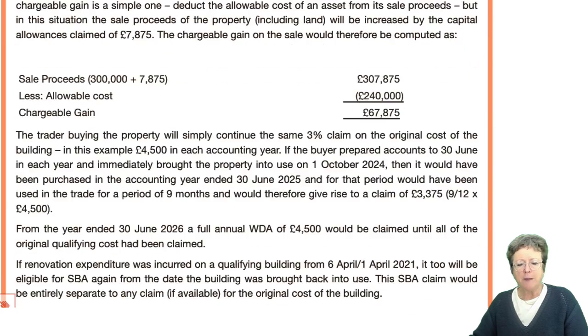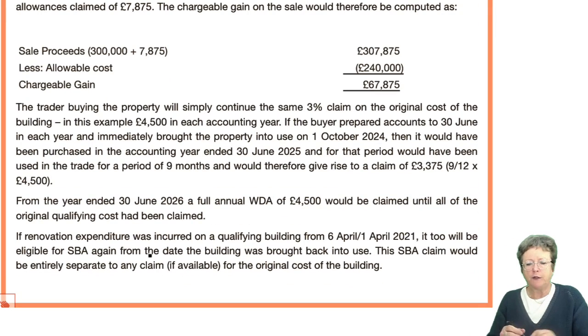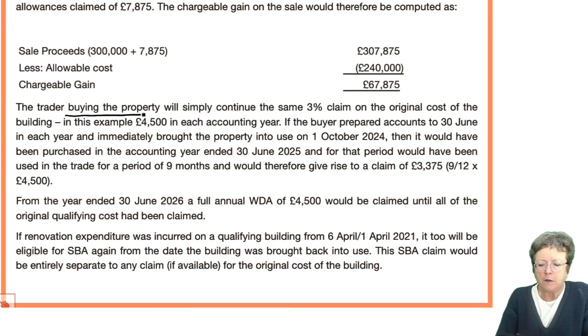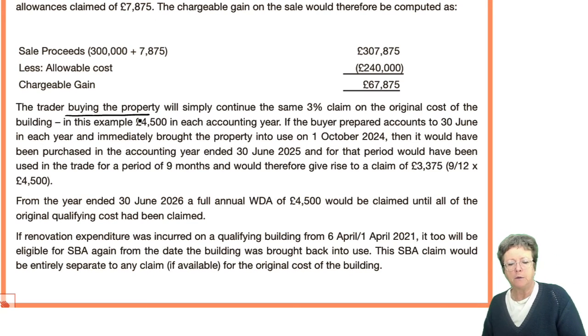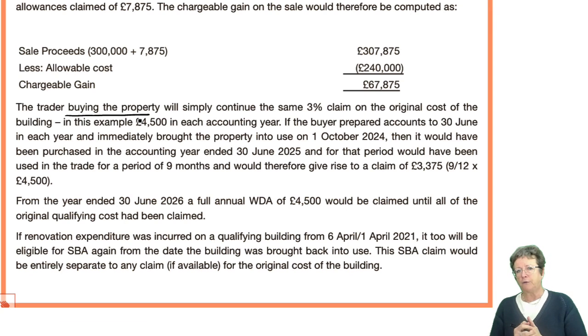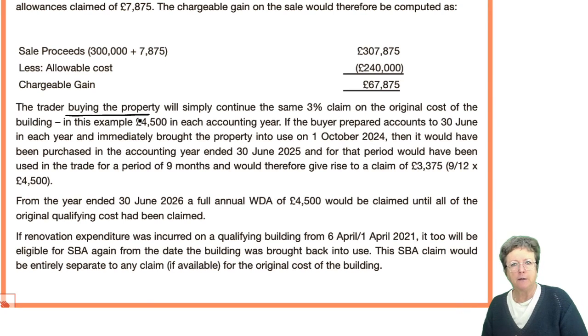So the trader buying the property, if somebody's bought this property, will simply continue with the same 3% claim, which is $4,500. If the buyer prepares accounts to the 30th of June and immediately brought the property into use on the 1st of October, then it would have purchased it part way through the year and would only get 9/12 of that writing down allowance. I think you're getting the idea of that. Then they'd be able to claim a full year in the following year.